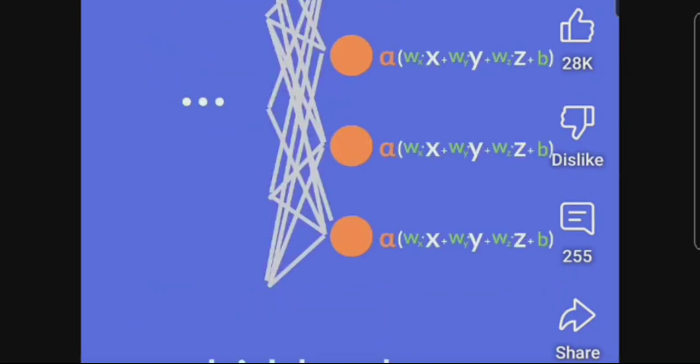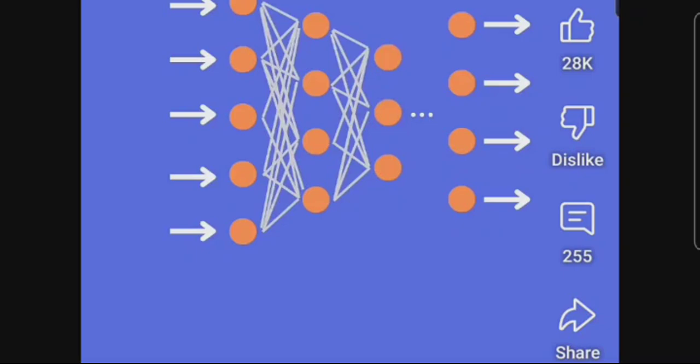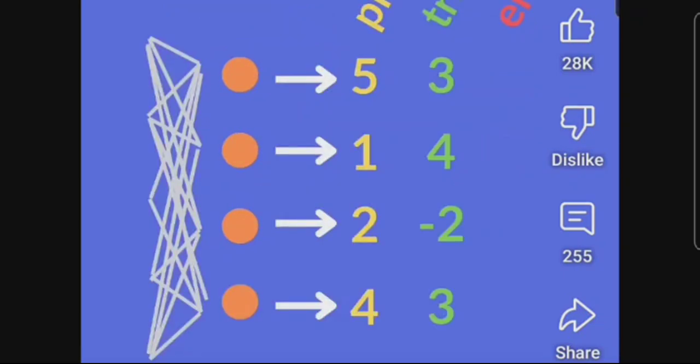Doing it for all the neurons in a layer at a time, and doing it for all the layers, we can calculate the output of a neural network. During training, this calculated result is compared to the true value, and the weights and biases of the network are updated to get closer to the correct result.